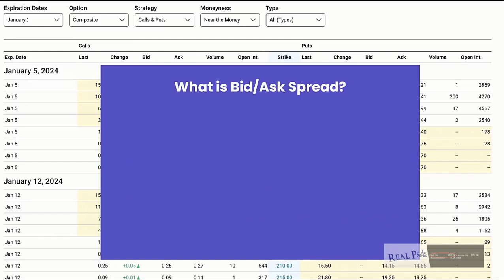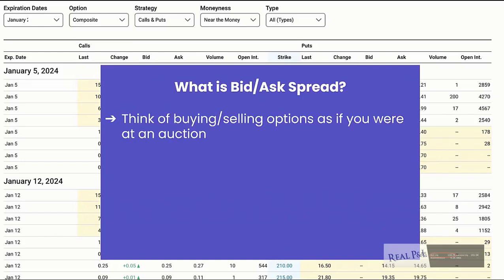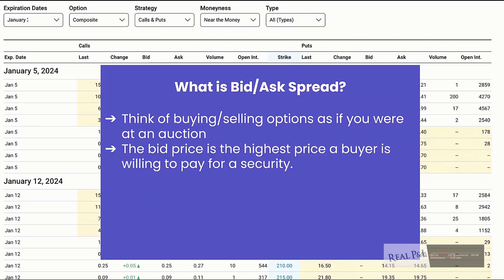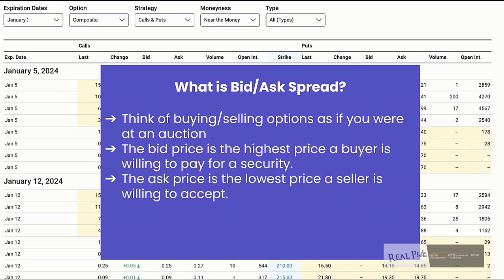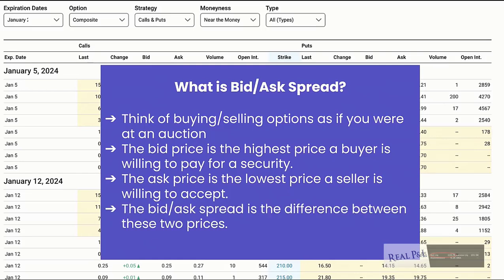So what is a bid-ask spread? Think of buying or selling options as if you were at an auction. The bid price is the highest price a buyer is willing to pay for a security. The ask price is the lowest price a seller is willing to accept. The bid-ask spread is the difference between these two prices.